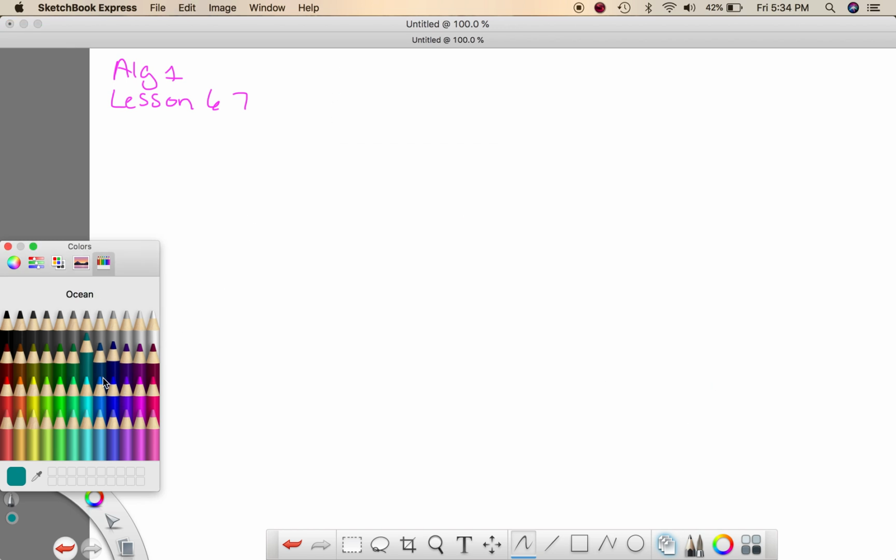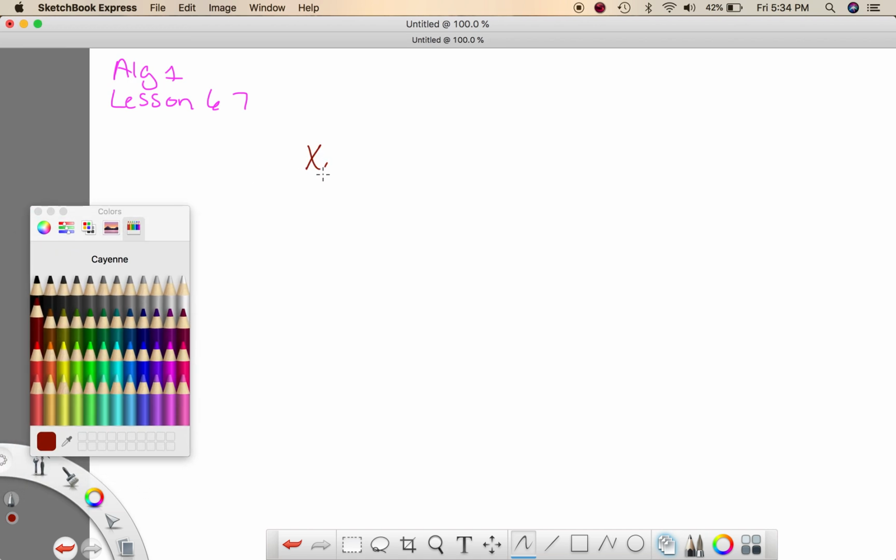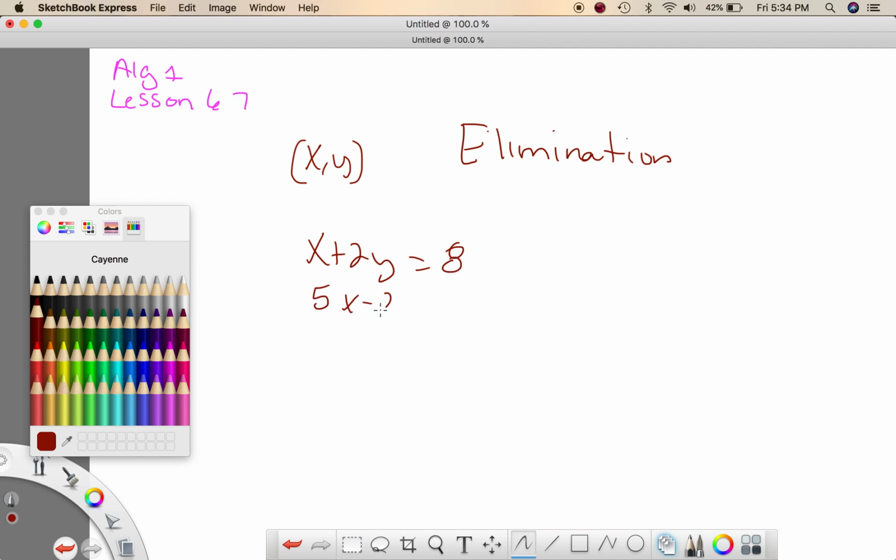So saying that, we're going to use this information to look at the next procedure for solving systems of equations. So remember, systems is where we have two equations and we're trying to find a solution, an xy coordinate, that satisfies both equations. This process is called elimination. So we already learned graphing. Now we're going to learn elimination. So let's take these equations, x plus 2y equals 8 and 5x minus 2y equals 4. Okay, this is our system of equations.